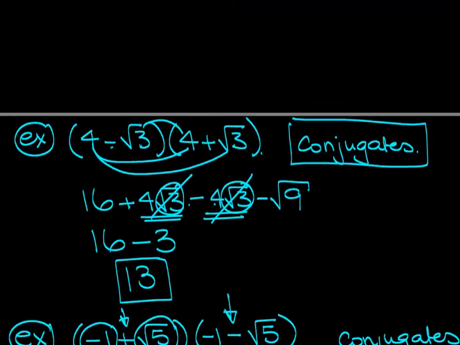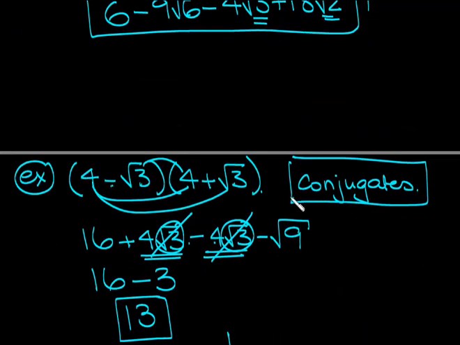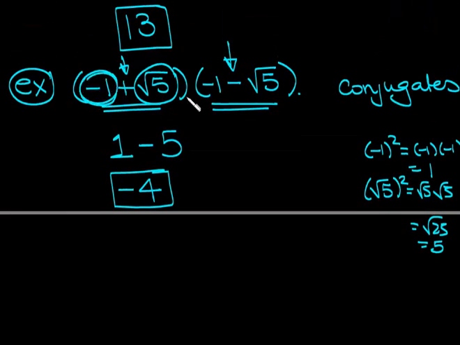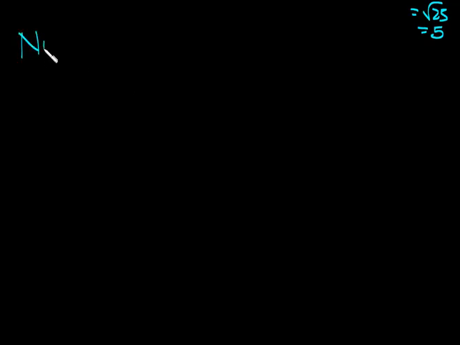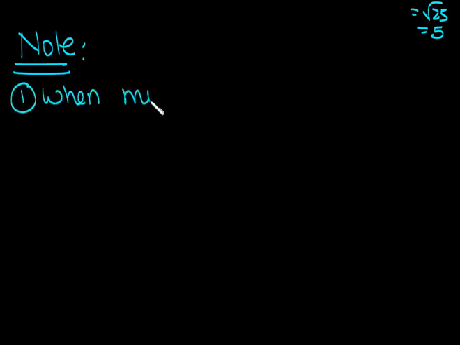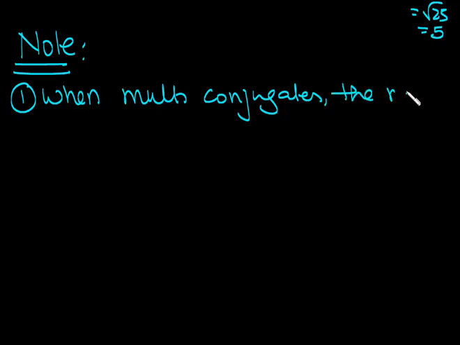You don't have to go through this whole process of distributing if you're multiplying conjugates. All you have to do is square the first quantity, then square the second quantity, and put a minus in the middle. That's all you have to do. Now before I go any further, let me point out one note. Okay, two notes. One, when multiplying conjugates, okay, the radical disappears.